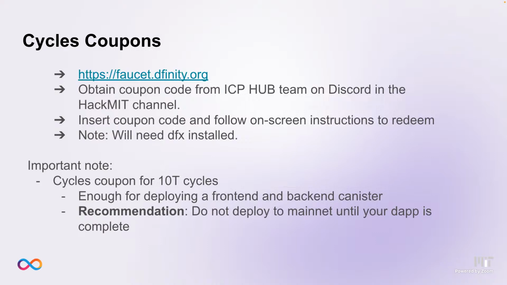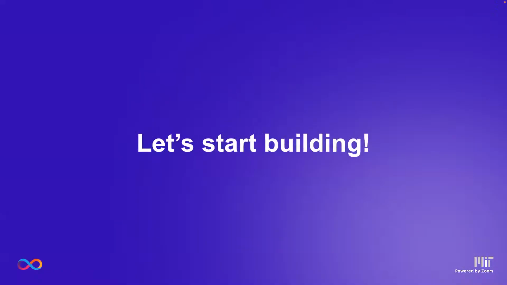So we have Cycles coupons here for HackMIT, and there's more information about this in the Discord channel for the ICP Hub sponsor. We have coupons for 10 trillion cycles, which is enough for deploying a front end and a back end canister. And we recommend that you don't deploy to the mainnet until you are ready to publish your app, since that's going to be the portion that costs cycles. Doing anything locally is free. It's not going to cost you any cycles to deploy locally.